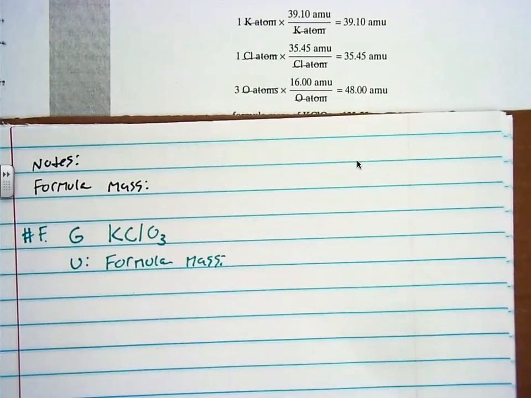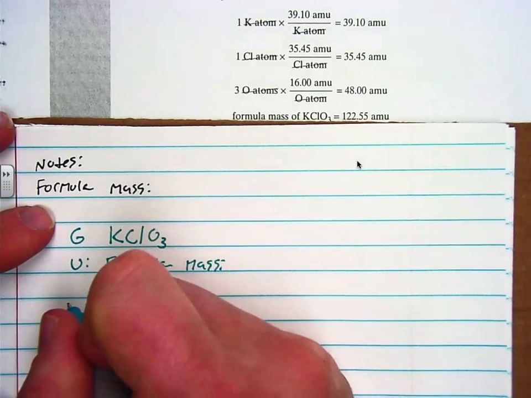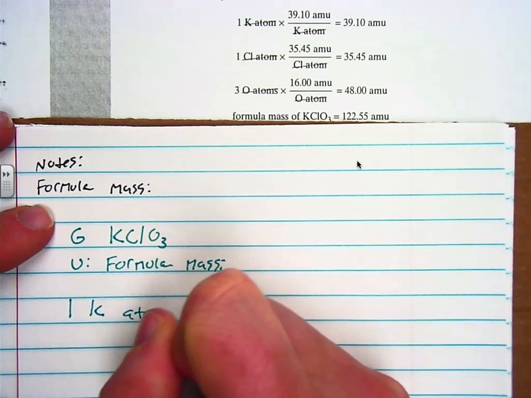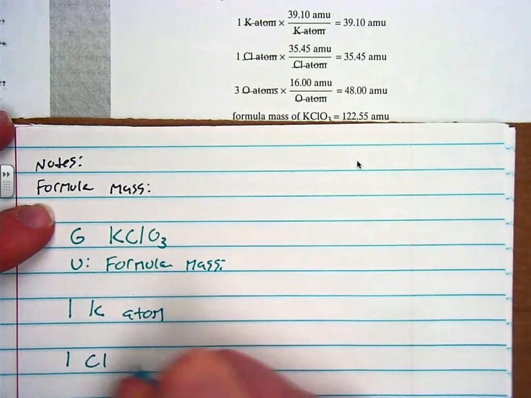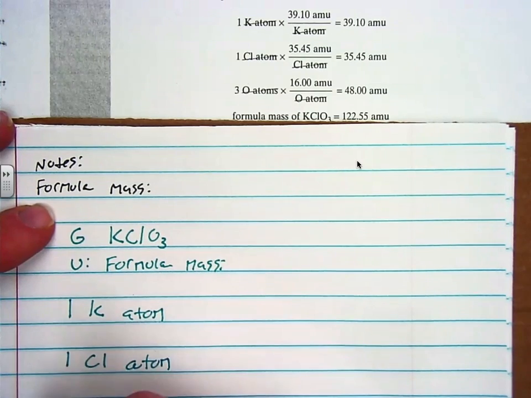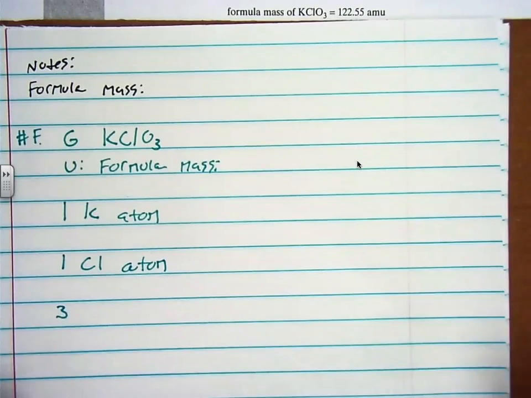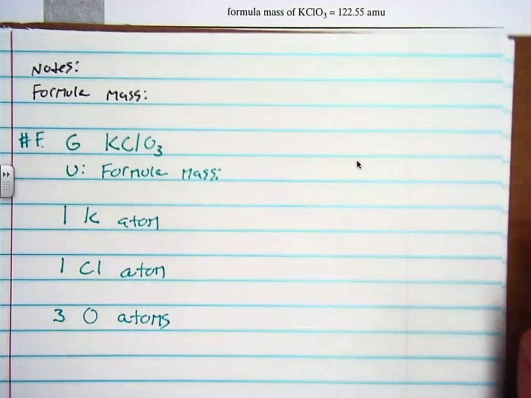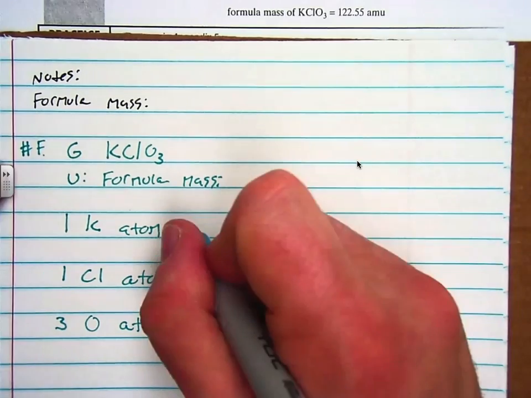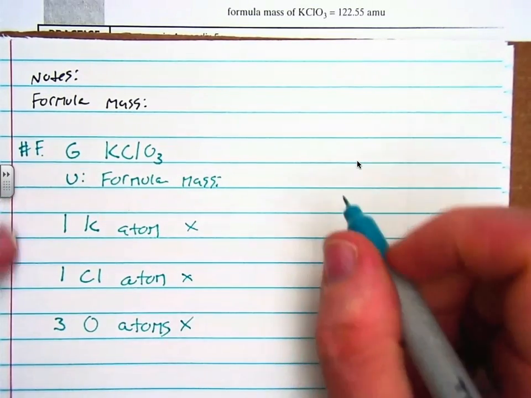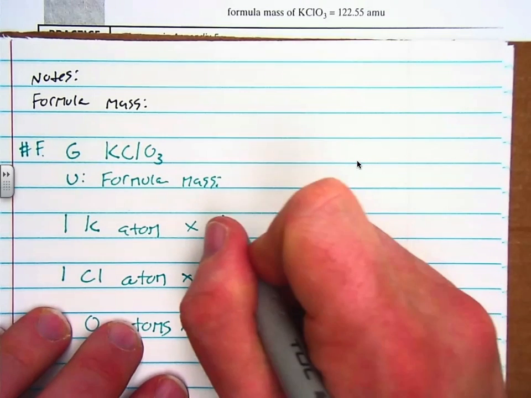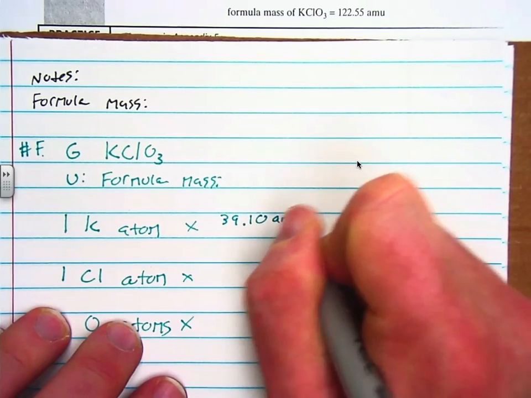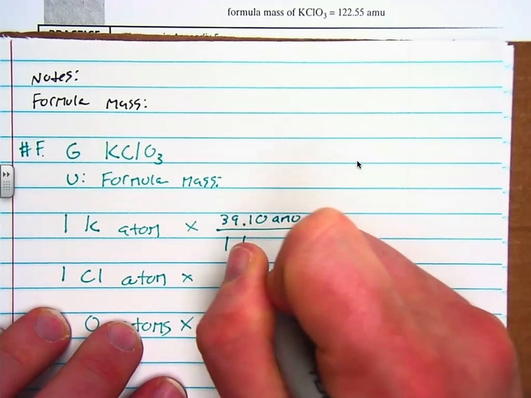I think we can. So basically what they say is, okay, let's break it down. We've got 1 potassium, we've got 1 chlorine, and we've got 3 oxygen atoms. And it's treating it just like any other problem, so you're going to need a conversion factor. And we get our conversion factors from the book. So we've got 39.1 for every 1 potassium atom.